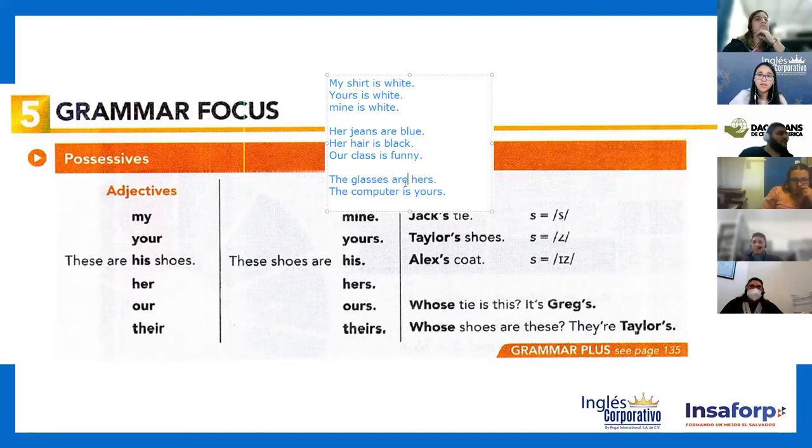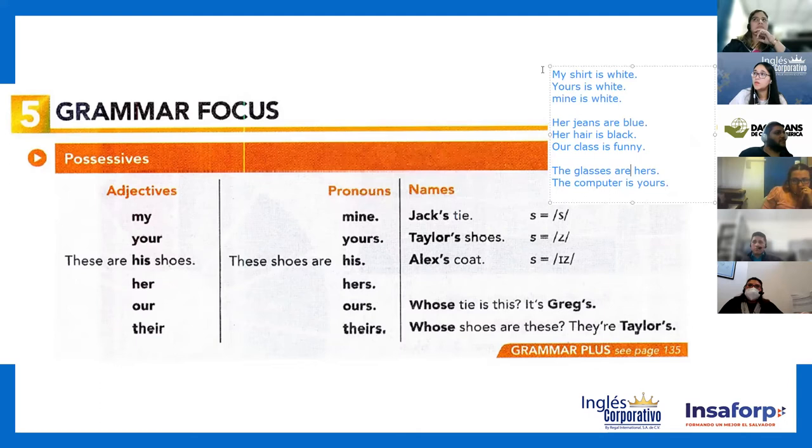Sorry, guys. You can work that. And if you want to share them in the WhatsApp group, you can do it so we can check it. And the second, yours is white. No sería yours are white. Nos estamos refiriendo to just one object, la tuya, right? Yours. Okay. O el tuyo. In English, no hay como una especificación de femenino o masculino, right? We simply say that it is something we are talking.